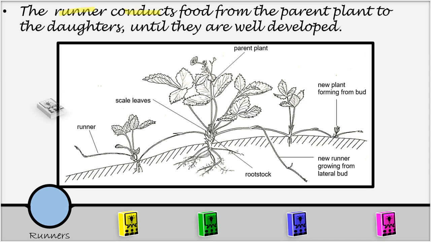Runners conduct food from the parent plant to the daughters until they are well developed. So these runners will conduct food from the other side, bring it this side to the daughters until the daughters are fully developed. By fully developed, it means that now they can carry out their own photosynthesis. And if they can carry out their own photosynthesis, it means now they can make their own food. So they can now be separated from the parent.